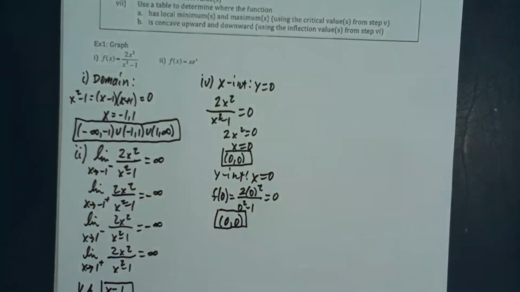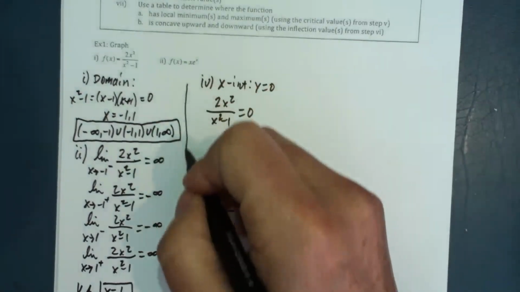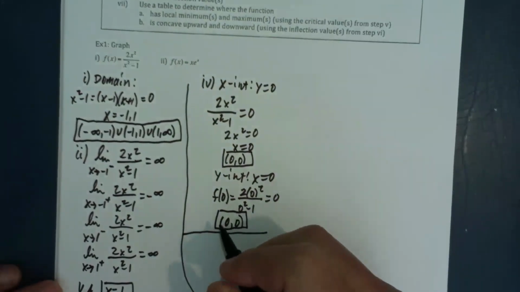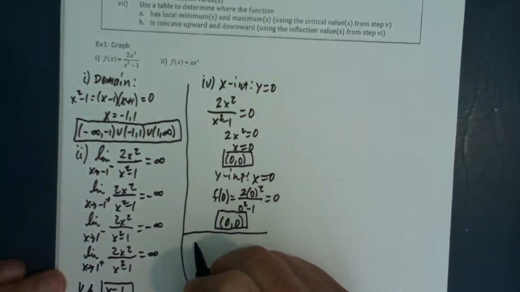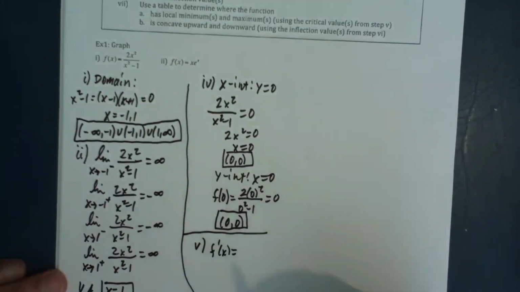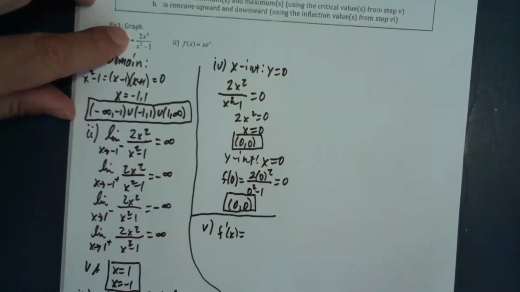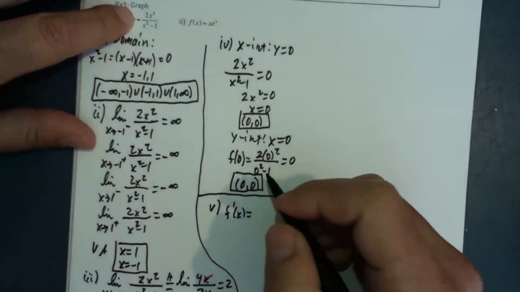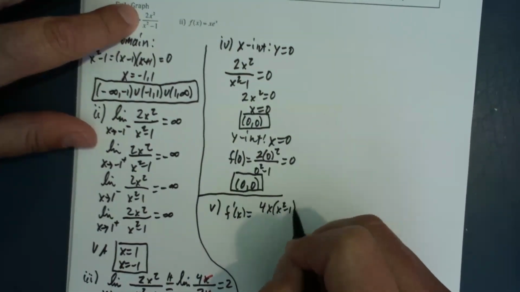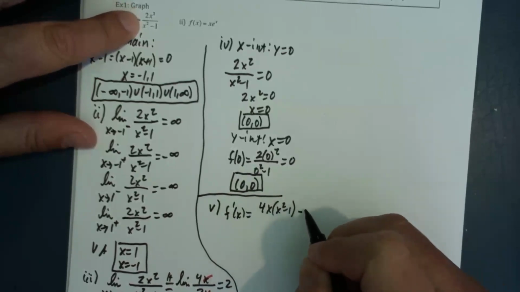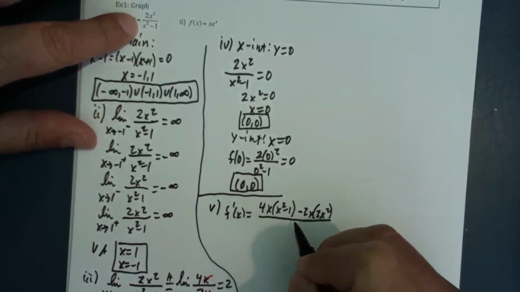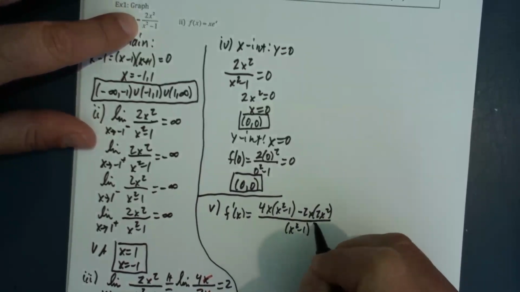All right, next up we have, let's partition this off a little bit. The critical values, which means I need the first derivative, which means we're going to be using quotient rule. So this is going to give me 4x times x squared minus 1 minus 2x times 2x squared over x squared minus 1 squared.